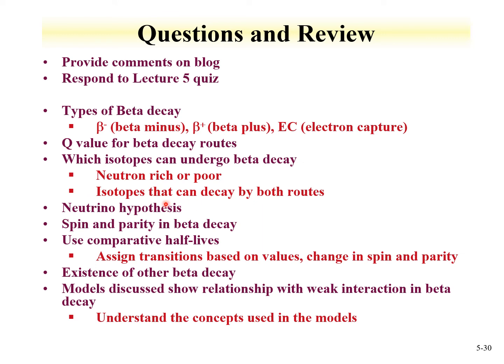You should be able to understand and utilize the neutrino hypothesis, explain how the neutrino hypothesis came about, and what were the parameters that led to it. You should understand spin in beta decay, how changes in spin and parity impact the beta decay routes and the probabilities of those decays. You should be able to use comparative half-lives in that equation that shows values for comparative half-lives. You should be able to assign transitions based upon those values or the changes in spin and parity in those transitions. You should also be able to discuss the existence of other beta decay modes, for example, double beta decay.